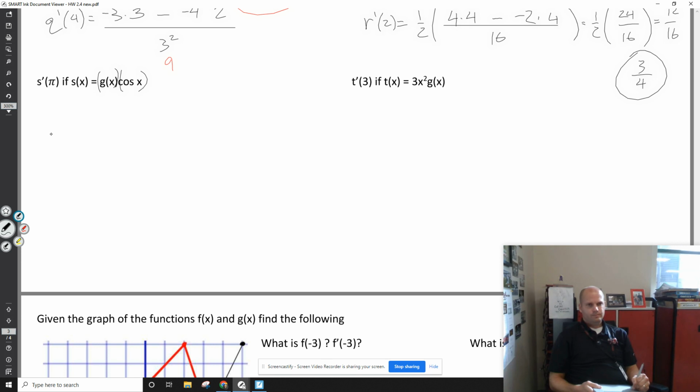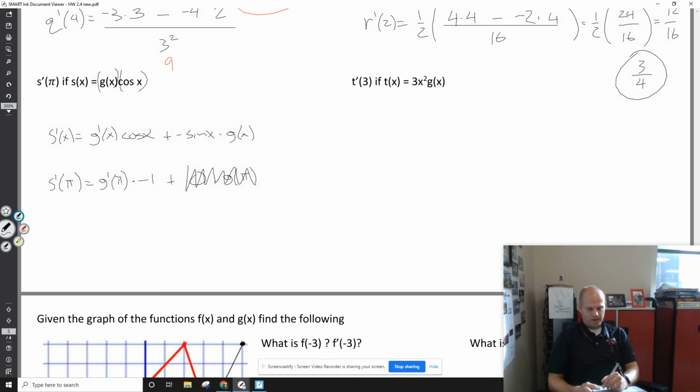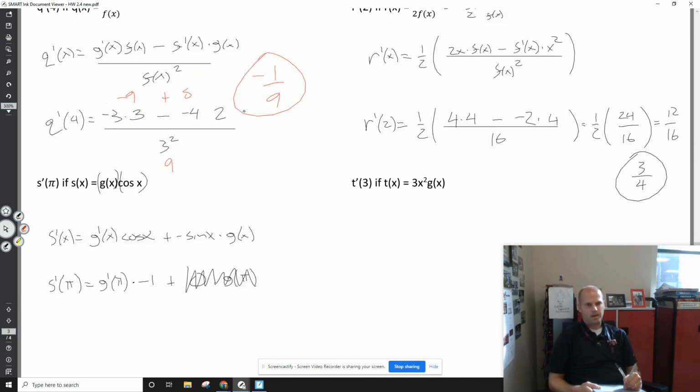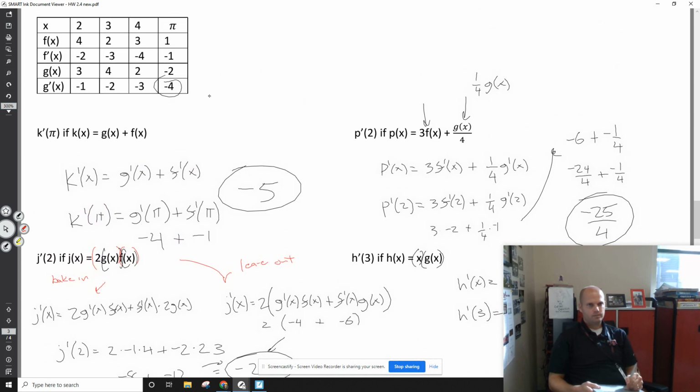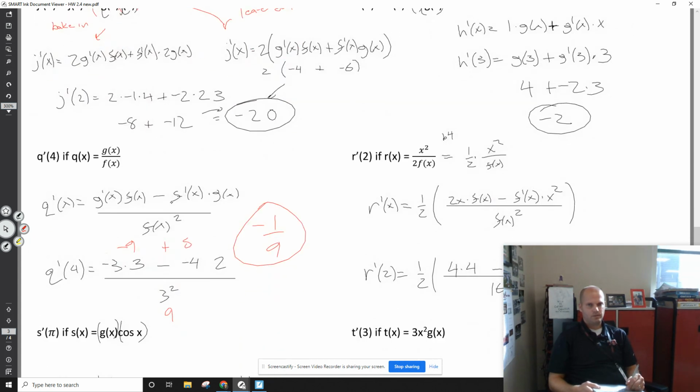Product rule. Plug in pi. G prime of pi. I'm going to write that down because cosine of pi is negative 1. Sine of pi is 0. Look at that, our friend the unit circle comes back. Since the sine of pi is 0, 0 times whatever g of pi is going to be 0. I just need to have g prime of pi and then take the opposite of it. G prime of pi is negative 4. Take the opposite of it, I get 4.